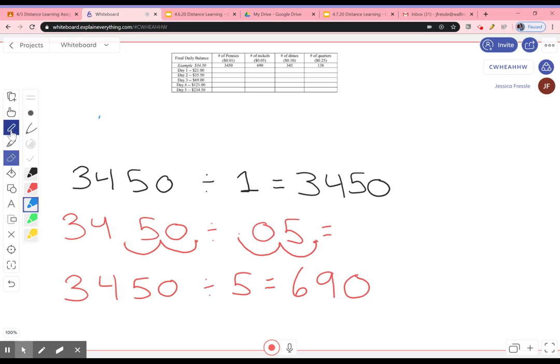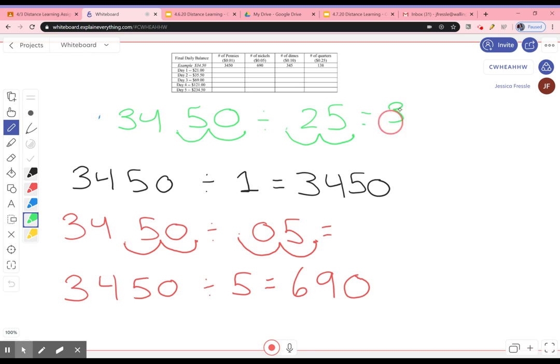All right, so let's do it together. So you can check your answer. So for the last one, we have $34.50, and we're dividing by 25 cents. So we're going to move the decimal point over 2 place values, and we should get 3,450 divided by 25, which is going to give us 138. So if you got that, you could check that off that you got that right.